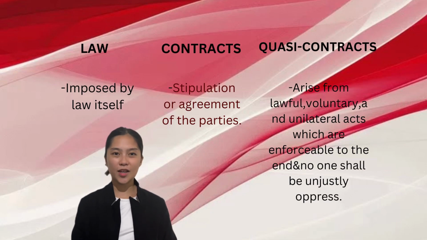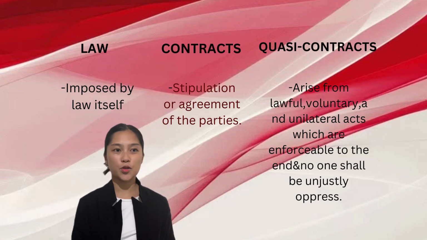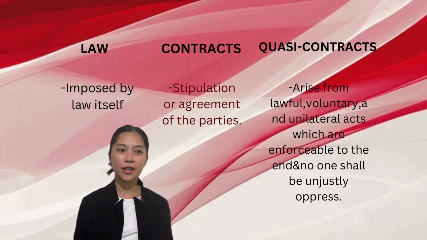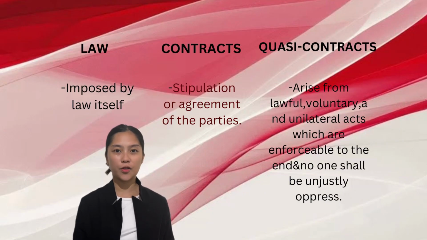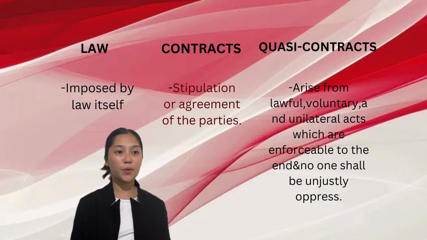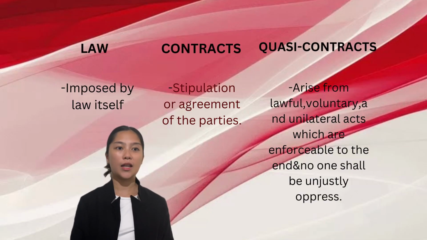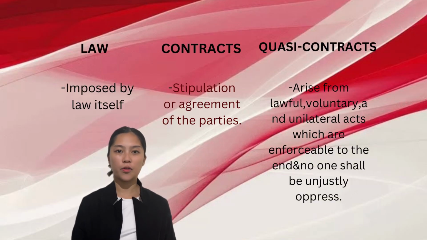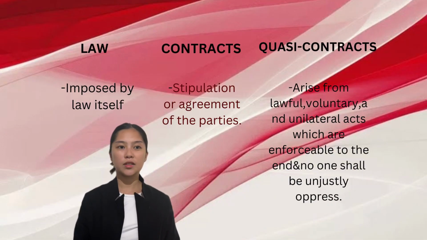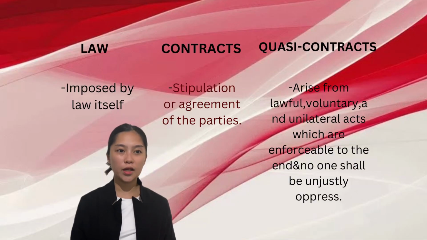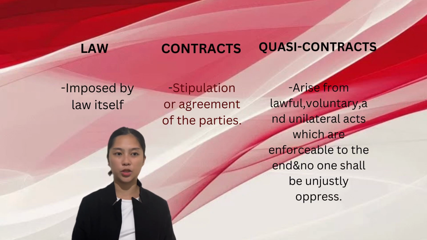Next is quasi-contract. This is also called a contract implied in law or constructive contract. This means an agreement created by the court system and imposed by a judge. There are 2 types of quasi-contract. First is negotiorum gestio, when a person voluntarily takes charge of another's business or property without permission.